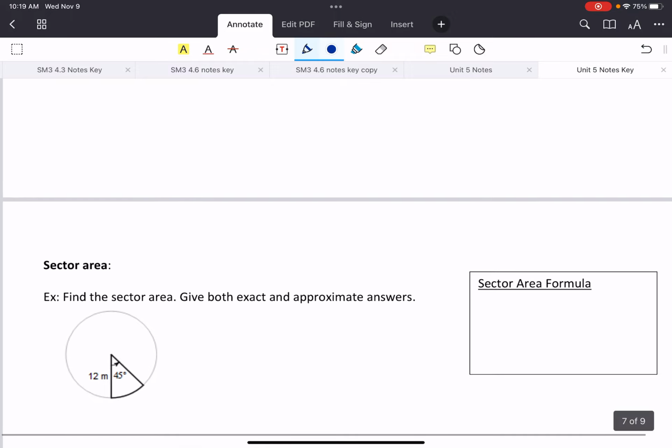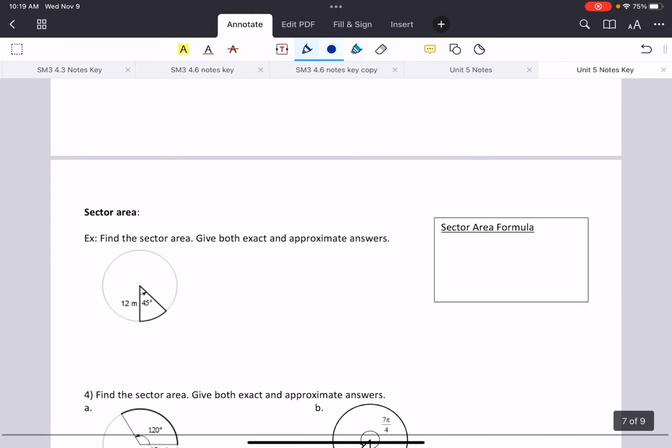Let's go to the next page. I'll help you. I promise.